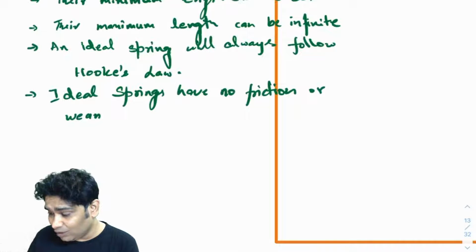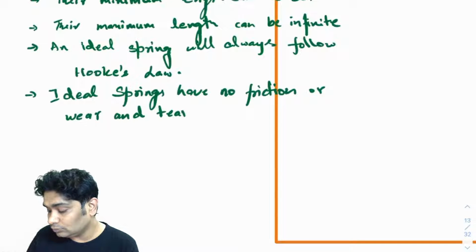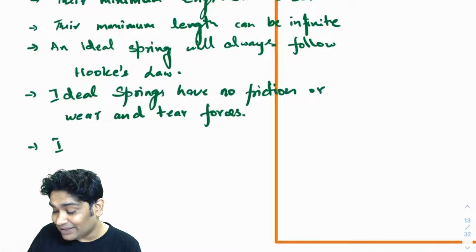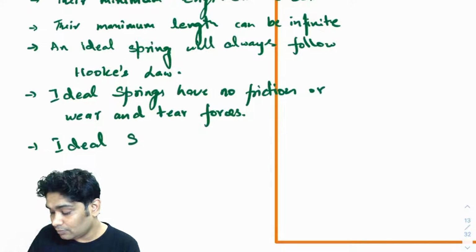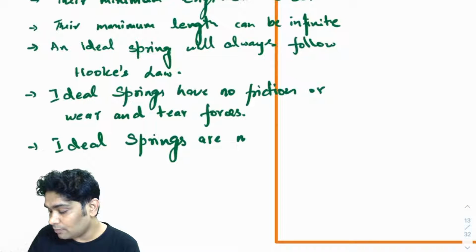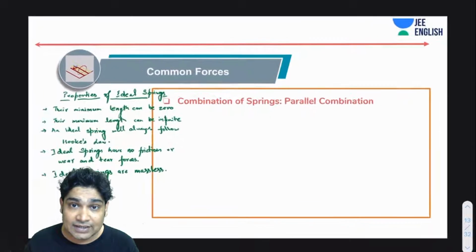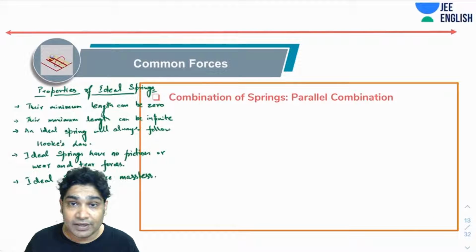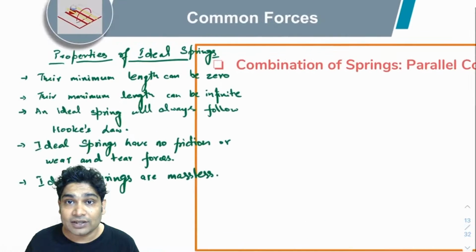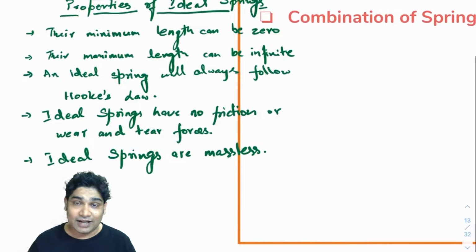They don't essentially get worn out. And finally, ideal springs are massless. So remember, whenever we are studying ideal springs, we make these assumptions. Okay, please remember this. Let's go over all the assumptions that we are studying our springs under.